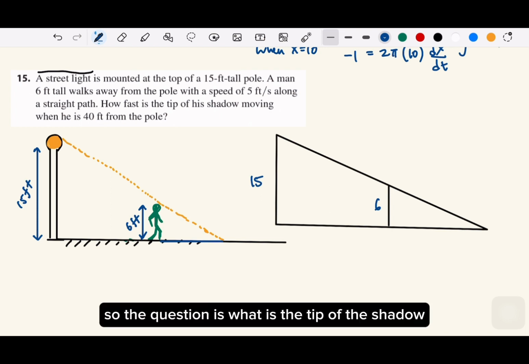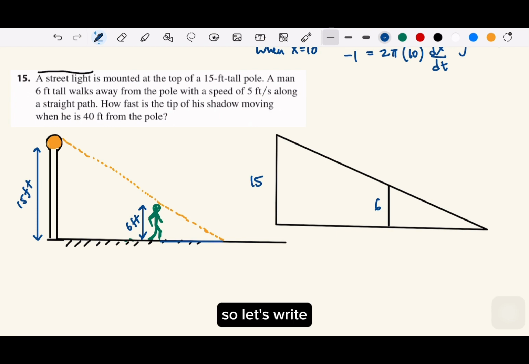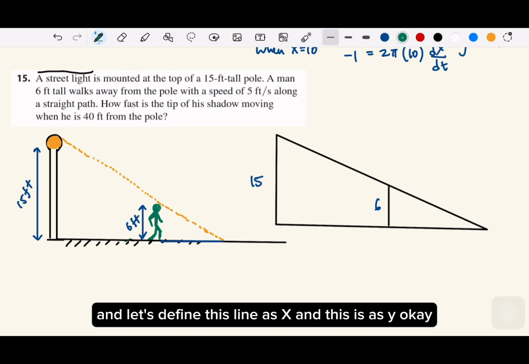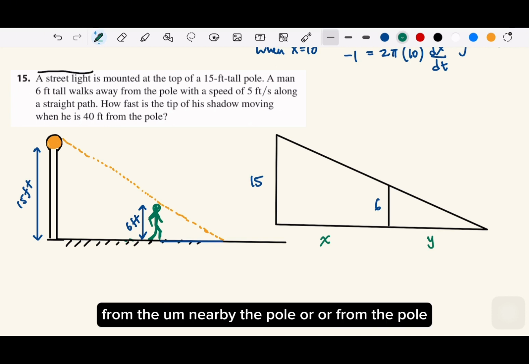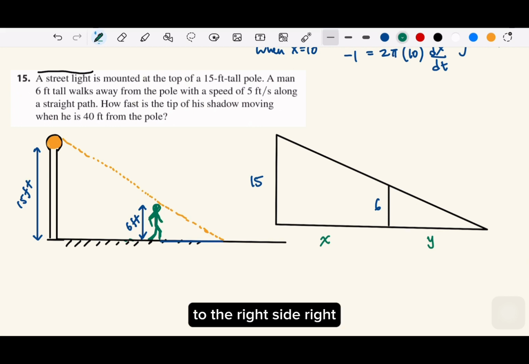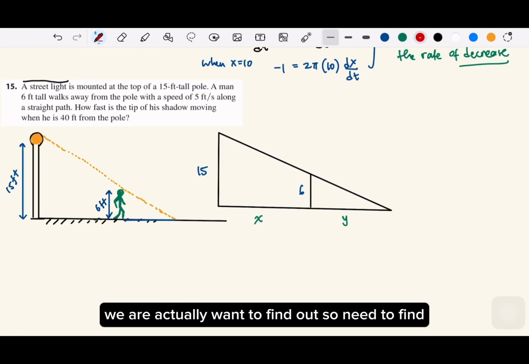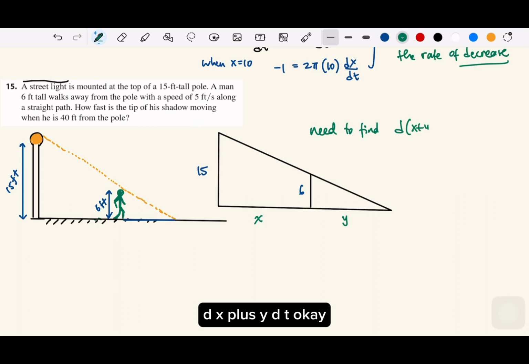Okay, so the question is, what is the tip of the shadow? So let's define this line as x and this as y. The man is moving from nearby the pole to the right side, right? So we want to find out, we need to find d(x plus y)/dt. Okay, it's a little bit interesting here.